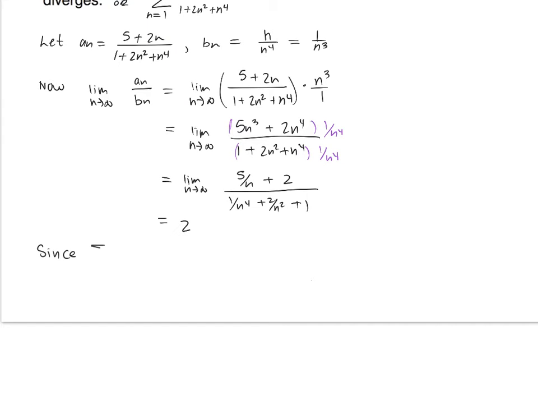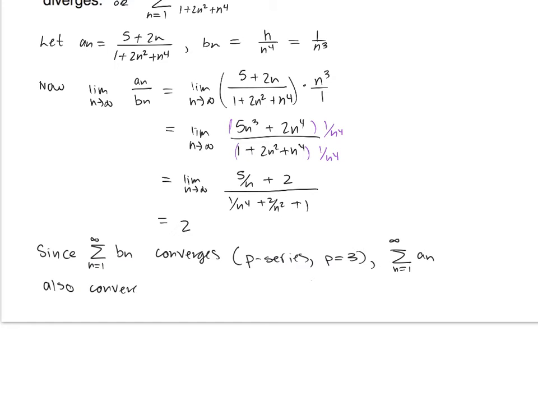Okay, so since the sum from n equals 1 to infinity of b_n converges, and you could even put in parentheses why that happens. What kind of series is it? What's the name for it? It's a p-series, and what's the p equal to? 3. The sum from n equals 1 to infinity of a_n also converges by the limit comparison test.